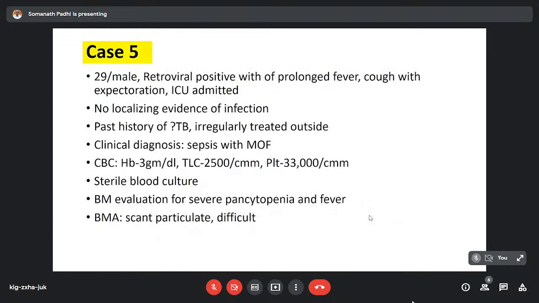This 29-year-old male, retroviral positive, with prolonged fever and cough with expectoration, was admitted to the ICU. There was no localized evidence of infection. He had a past history of tuberculosis, irregularly treated outside, and had features of sepsis with multiple organ dysfunction and severe pancytopenia. No blood culture growth was reported. With severe pancytopenia and fever, the bone marrow aspirate was scant, particulate, and difficult.